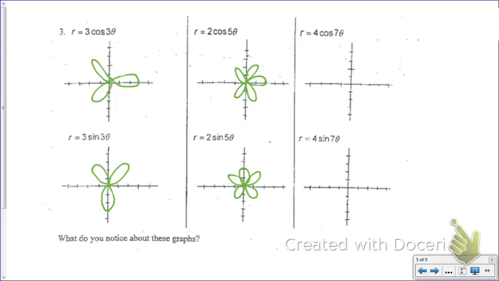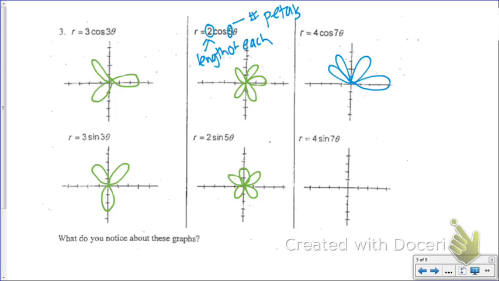So you guys can see that number on the inside is the number of petals. And the number on the outside is the length of each. So this last one here, without drawing on the calculator, we can see what it's going to look like. There's going to be 7 petals, and each one is going to be a length of 4. And they should all be the same length. Those obviously do not look like they are. But you guys get the idea. You can see a much better picture on your calculator.